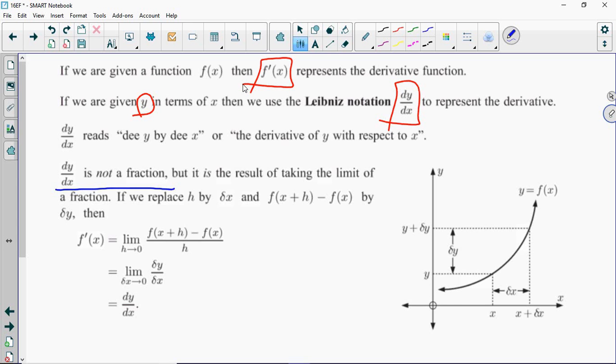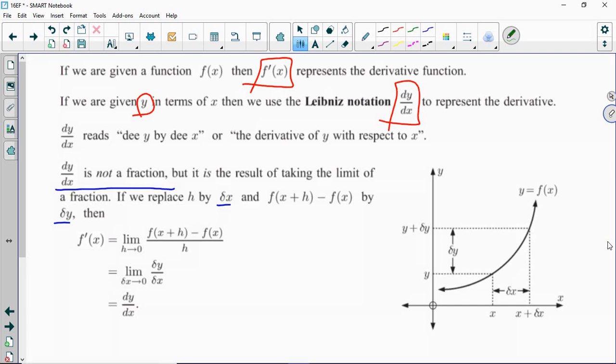And you can see that it looks like the slope, right? It's like the change in y divided by the change in x, and it's essentially what it is. It's the change in really, really small y divided by the change in really, really small x. And that's what's happening here with these, where we've introduced delta y and delta x. But what you really need to know is that dy dx means the exact same thing as f prime of x.